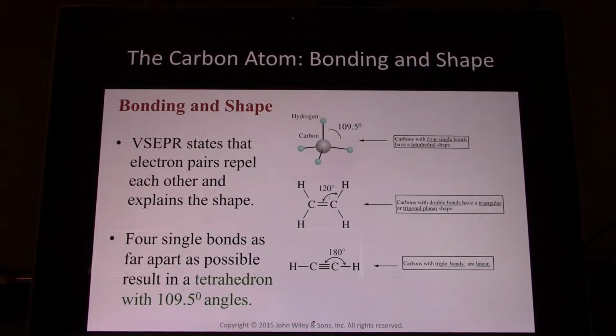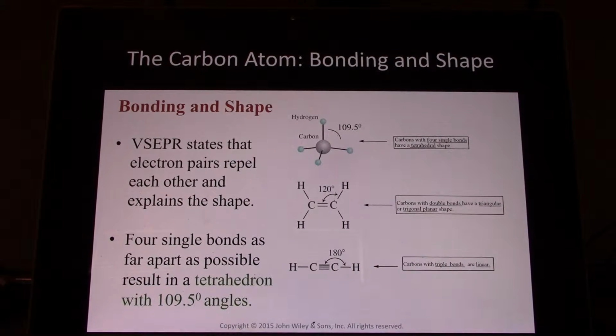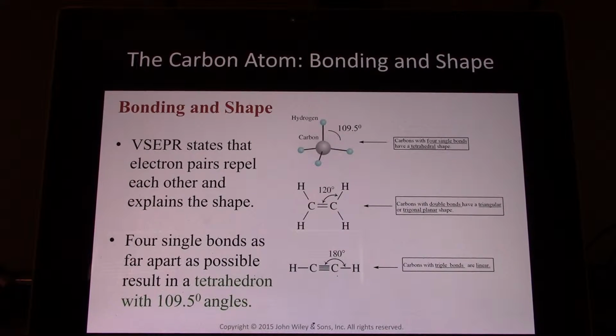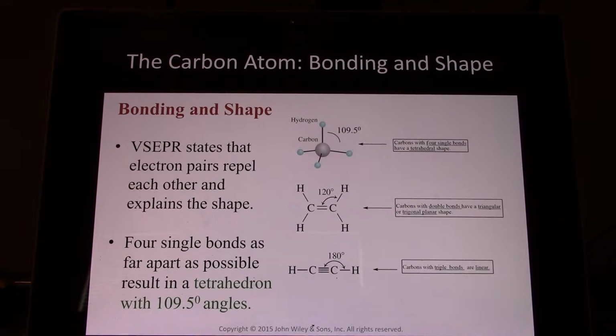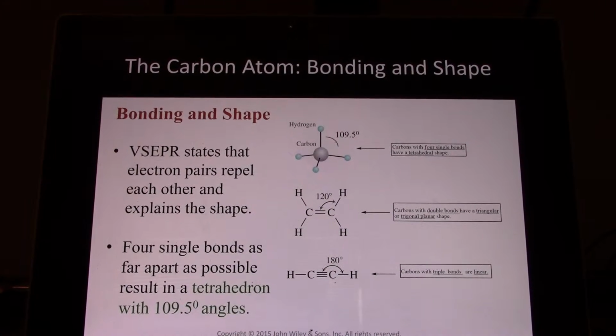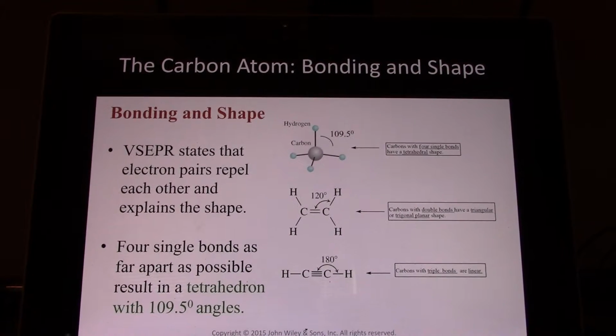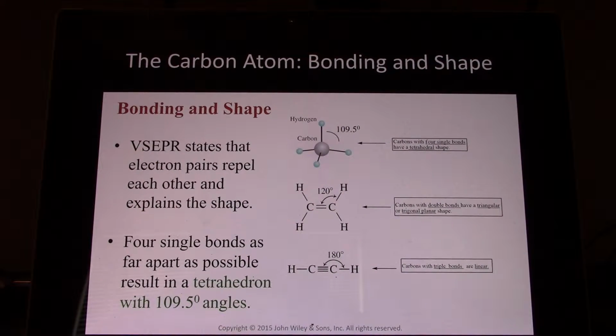If there's a double bond, now we only have 3 electronic groups in VSEPR theory coming off the central carbon, and so the bond angle will be about 120 degrees. And in the case of a triple bond, we only have 2 electronic groups coming off that central carbon per VSEPR theory, and so the furthest away they can get is 180 degrees. And so we'll see these 3 angles a lot in organic chemistry: 109.5 degrees, 120 degrees, and 180 degrees.